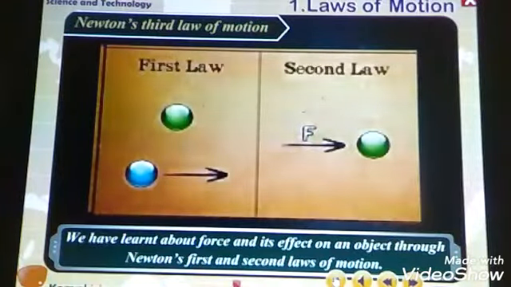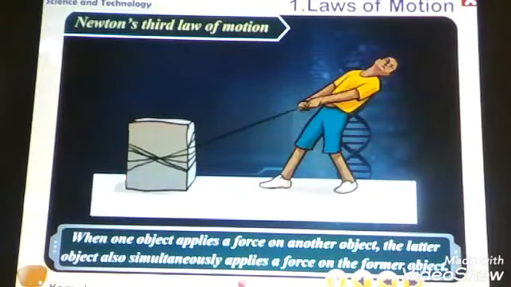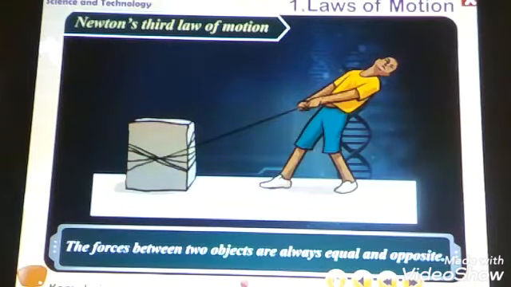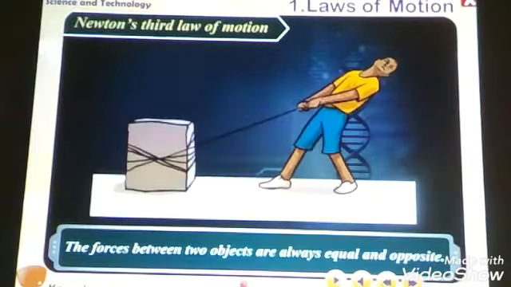Newton's third law of motion. We have learnt about force and its effect on an object through Newton's first law and second law of motion. Force is a reciprocal action between two objects. Forces are always applied in pairs. When an object applies a force on another object, the latter object also simultaneously applies a force on the former object. The forces between two objects are always equal and opposite.